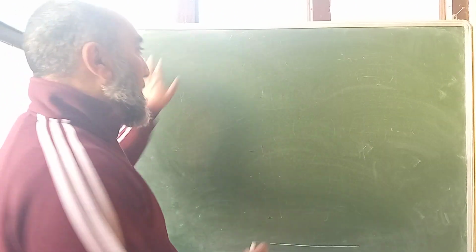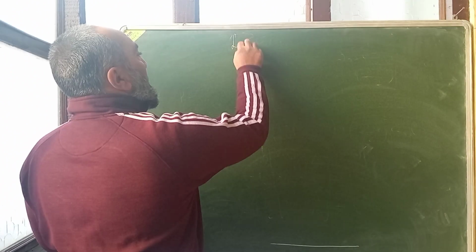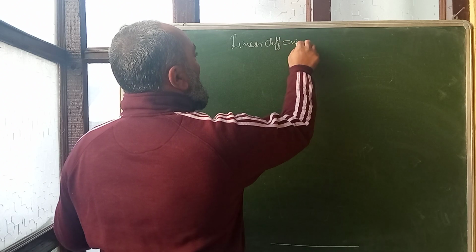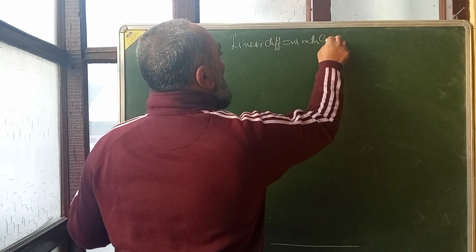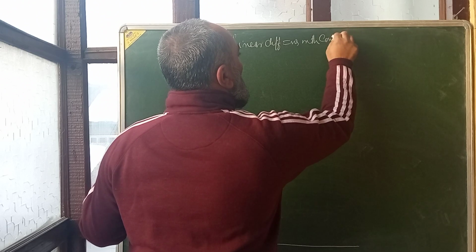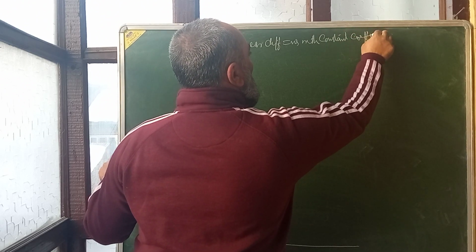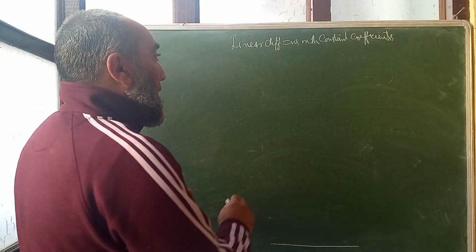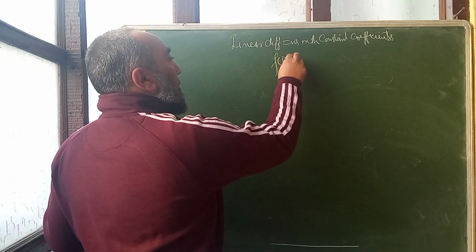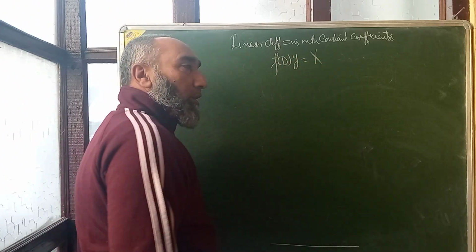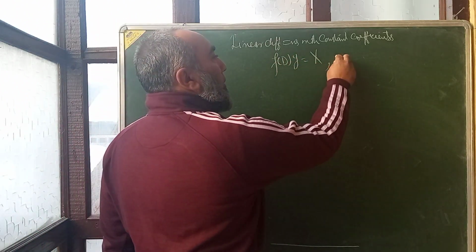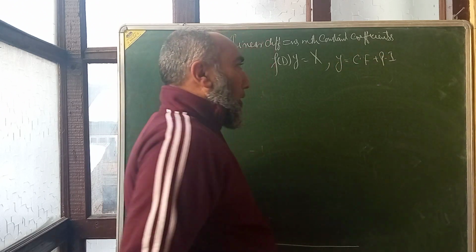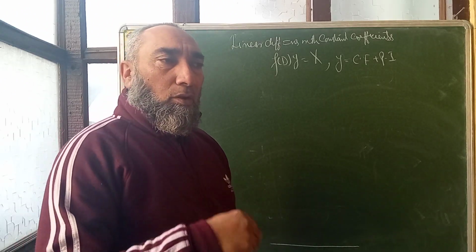Okay, let me continue with linear differential equations with constant coefficients. We have seen that if you have a differential equation of the form f(D) operating on y equal to X, then its solution is given by y equal to complementary function plus particular integral. To find the complementary function, we have to first find the auxiliary equation.